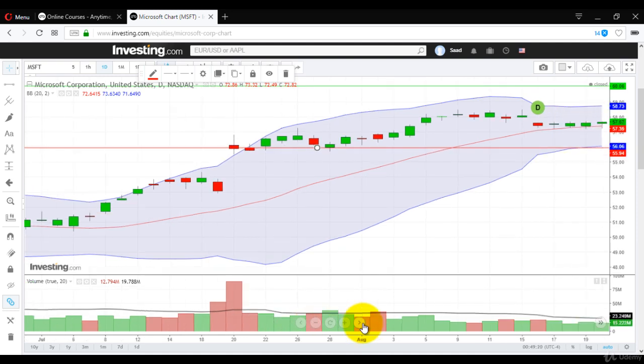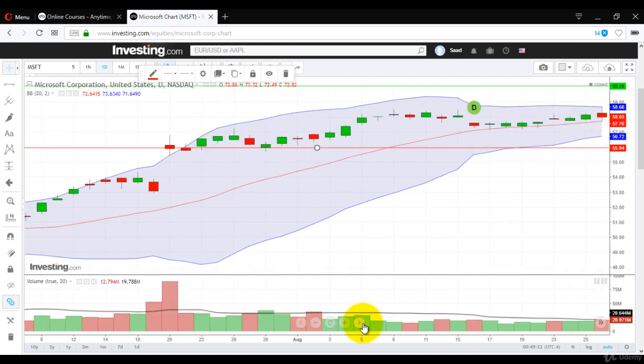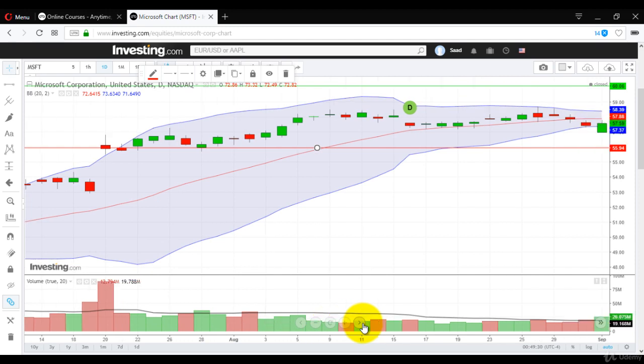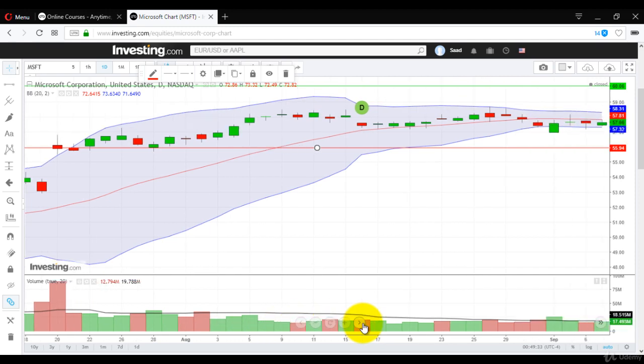1, 2, 3, 4, 5, 6, 7, 8, 9, 10. Let's presume we have put it on a 30-day expiry date. 11, 12, 13, 14, 15. Now on this 15th day, we bought it right here. This D was the result day, and let's presume we put the options contract right here. Now on this day, this is 16th August and this is 7th September. So on 16th September, your option will expire.